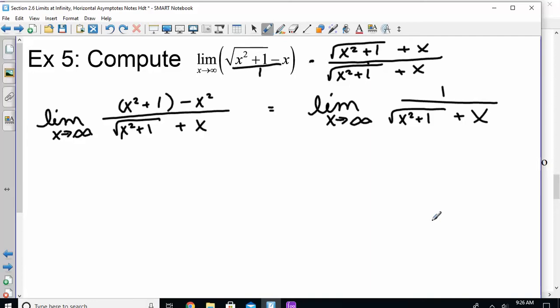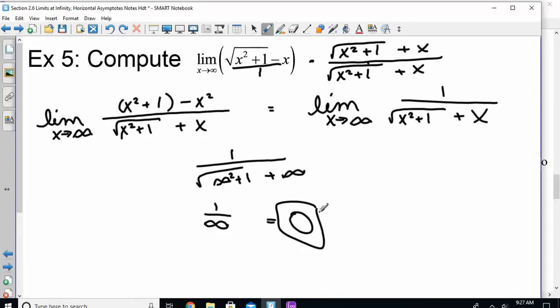Okay, so now, could I just plug in my infinities? We have a 1 on top. On the bottom, infinity squared plus 1, that's just a really big number, isn't it? Plus infinity. If you're adding infinities, you can assume it goes to infinity. So 1 over infinity, 1 over a really, really big number, gives me 0. Anytime you have a number over infinity, or infinity squared, or infinity plus infinity, as long as the bottom is going to infinity, it's just 0.